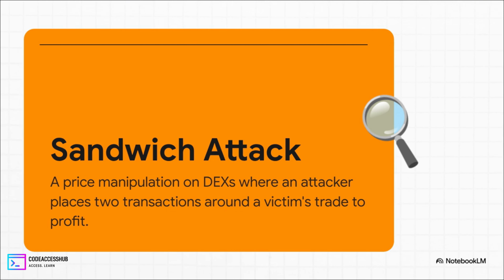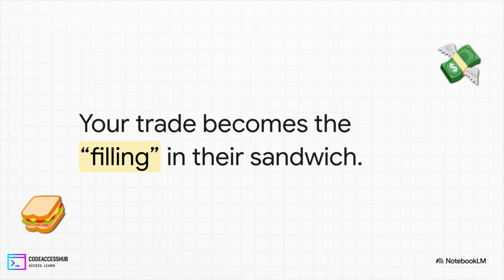So if we get just a little technical for a second, it's a type of price manipulation that happens on decentralized exchanges, DEXs. What happens is an attacker sees your trade waiting to happen, and they super quickly place two of their own trades, one right before yours and one right after. And just by doing that, they can create a tiny price swing and skim a profit for themselves. That's exactly where the name sandwich attack comes from, right? The attacker's two trades are the slices of bread, and your trade, well, you're the filling, squeezed right in the middle. It's a pretty perfect analogy for what's going on, and man, is it effective.